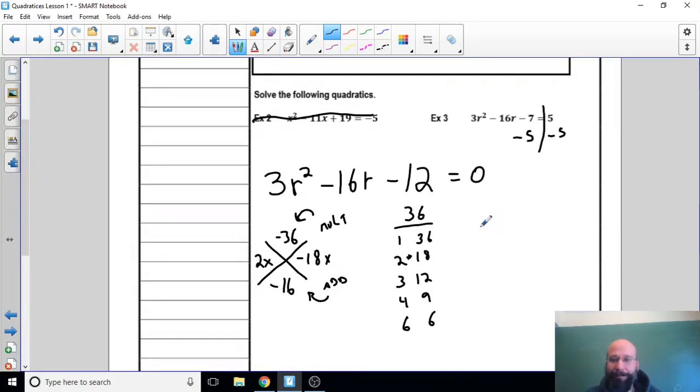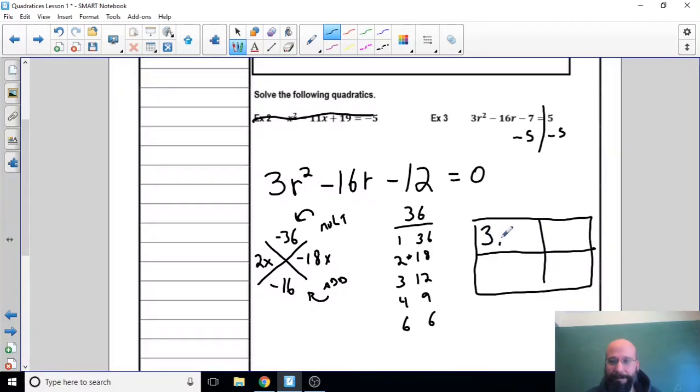And now I can write my box. And remember, this one always goes here. This one always goes in the top left, and this one always goes in the bottom right. And then it doesn't matter where you put these. I'm going to put 2x here, and I'm going to put negative 18x here. Technically, these should be r's. But whatever.